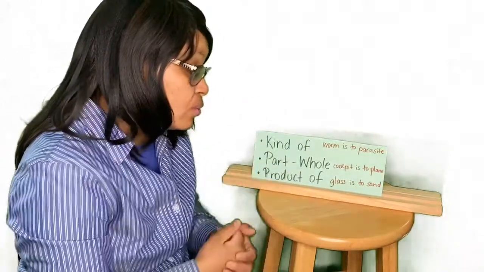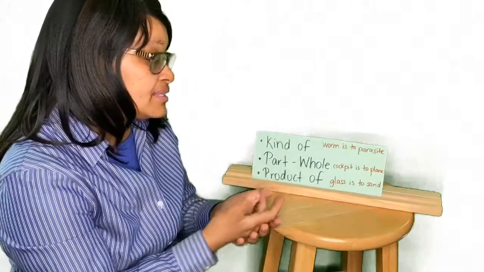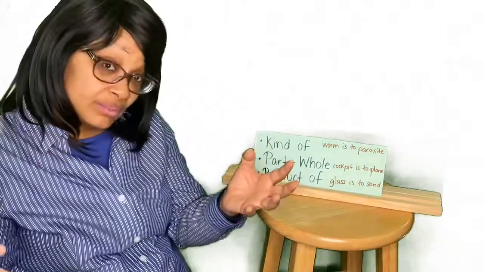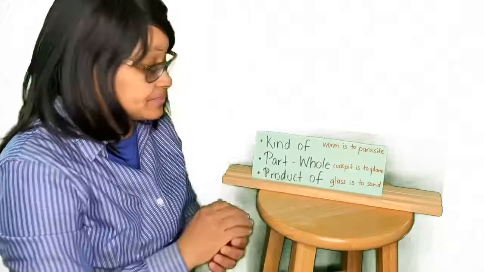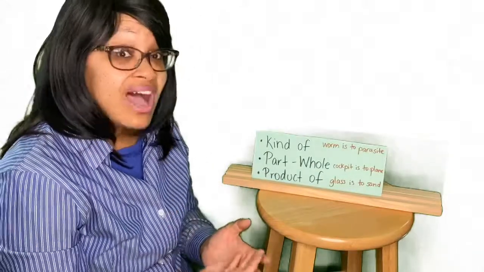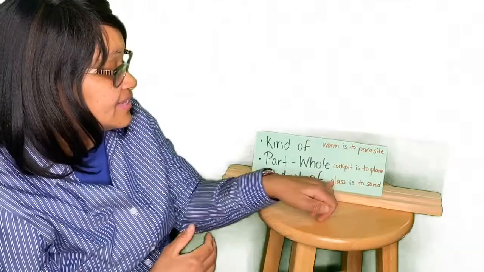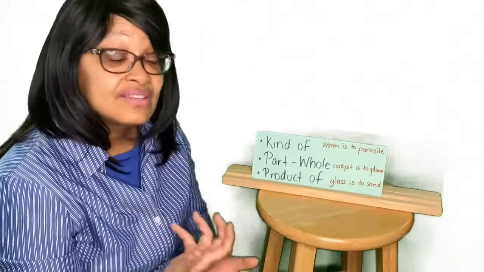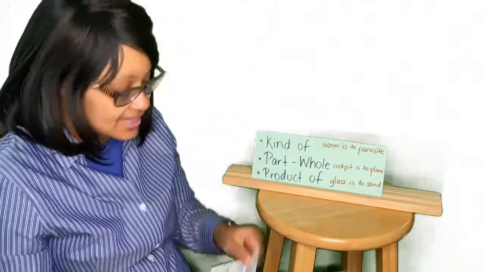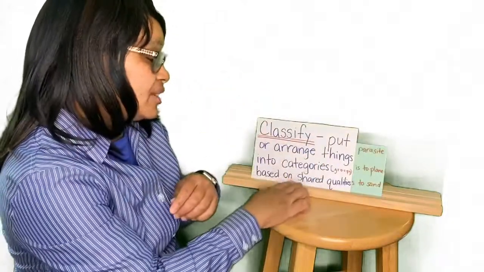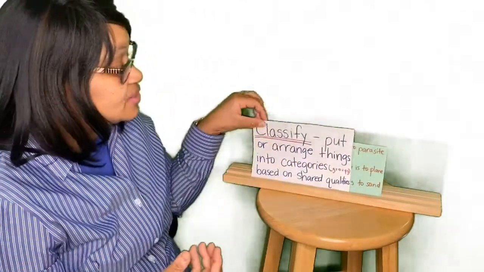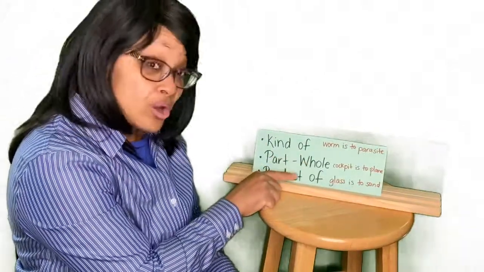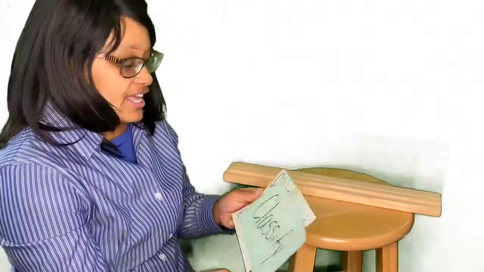When you're doing part to whole classification, you could say cockpit is to plane. So that's a part of the whole. And vice versa, it could be whole to part. You can also classify by product of. So you could say glass is to sand. So glass is a product of sand. So that's how you are classifying or arranging by shared qualities. So analogies help you think in terms of kind of, part to whole, and product of by classifying.